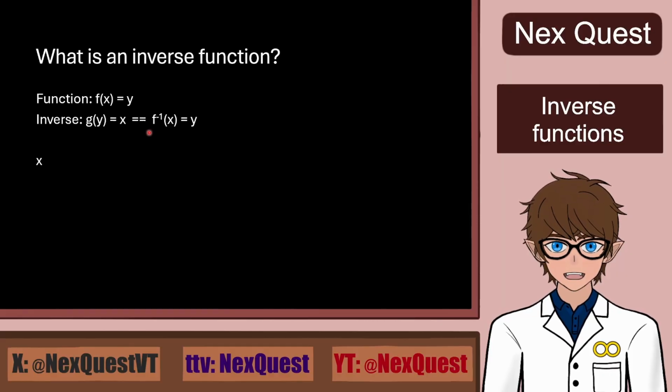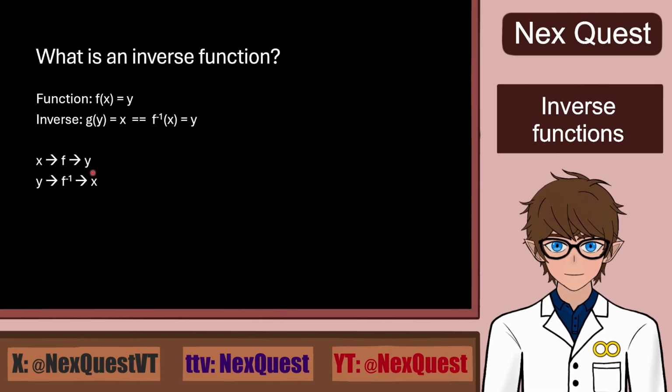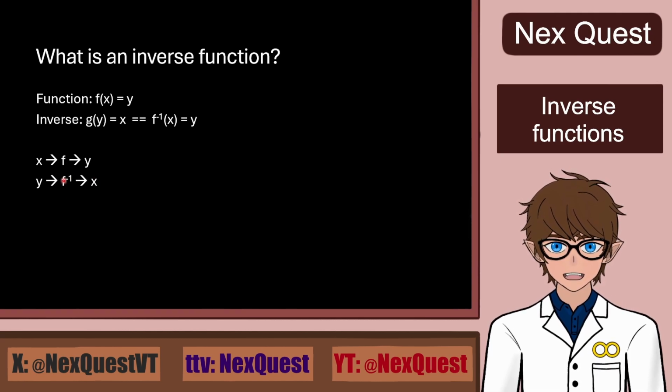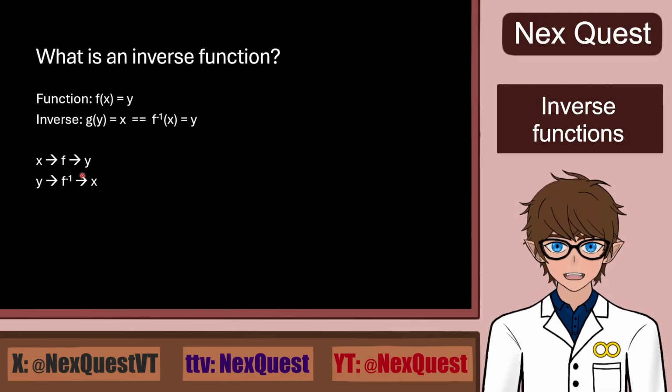Anyway, let's visualize this step by step, and we will start with x. We put that x into our given function, and we get y. Now we take y and put it in an inverse function, and we get the original x. So our job with this process is to figure out what this inverse function is. So what it does to the variable we put in, and how can we graph it. And that's what we will learn today.